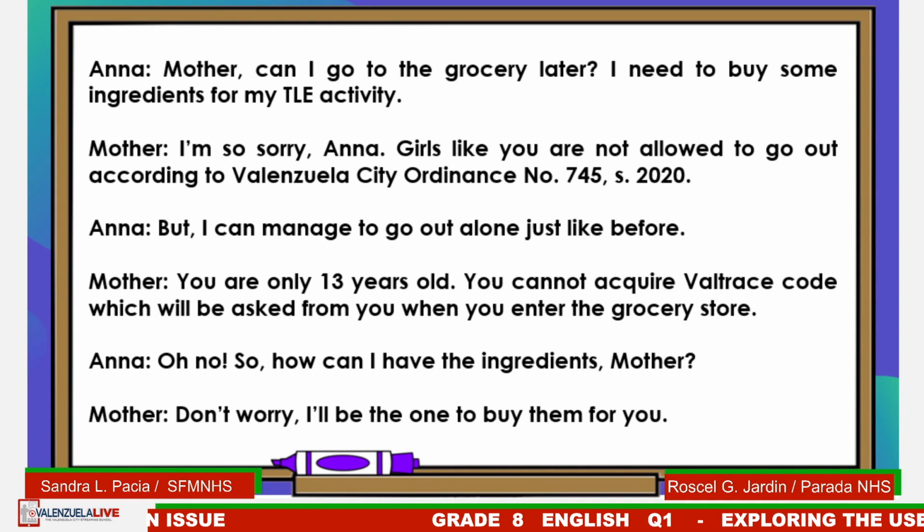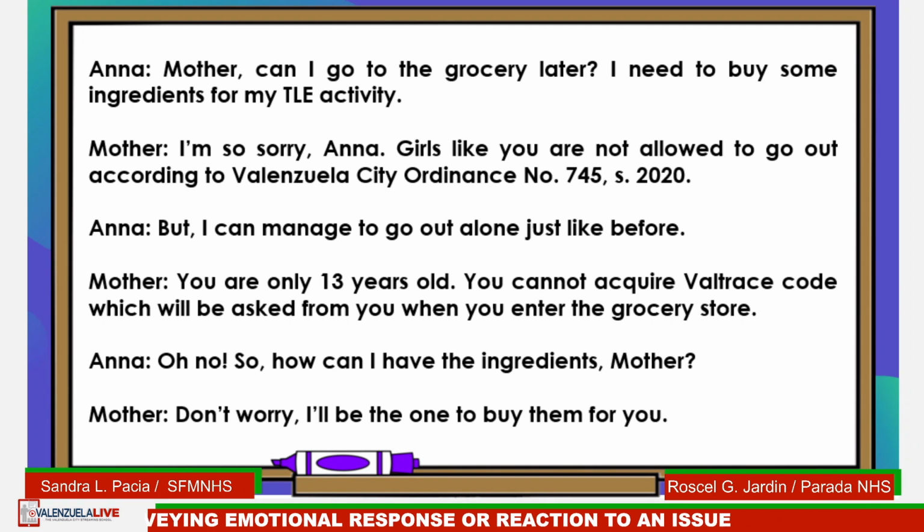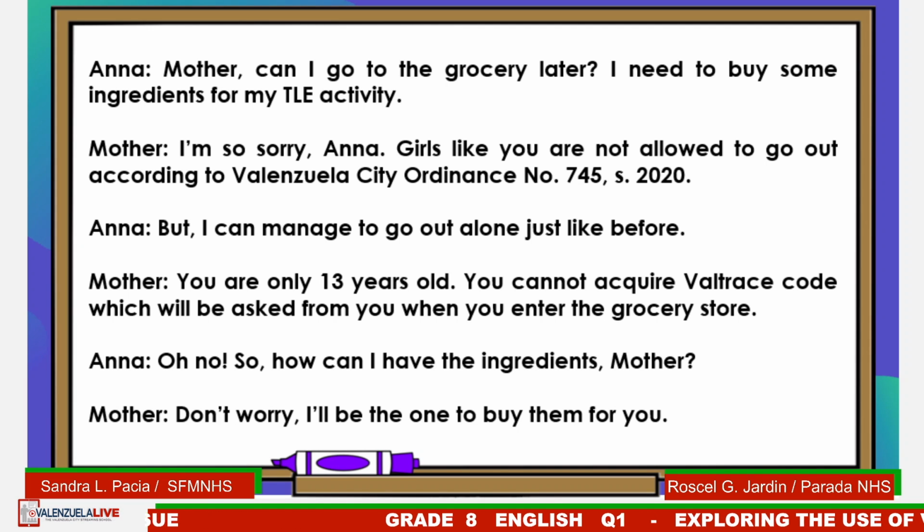Mother, can I go to the grocery later? I need to buy some ingredients for my daily activity. I'm sorry, Anna. Girls like you are not allowed to go out according to Valenzuela City Ordinance number 745, series of 2020. But I can manage to go out alone just like before. You are only 13 years old. You cannot acquire a VaxTrace code, which will be asked from you when you enter the grocery store. Oh no! So how can I have the ingredients, Mother? Don't worry. I will be the one to buy them for you.